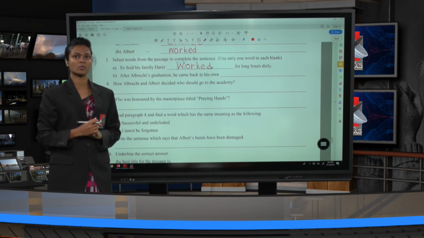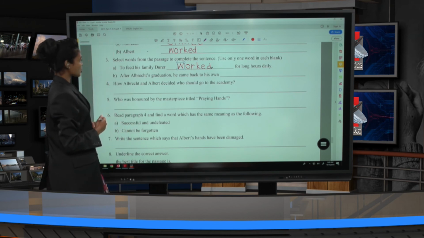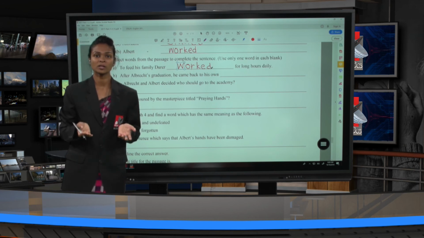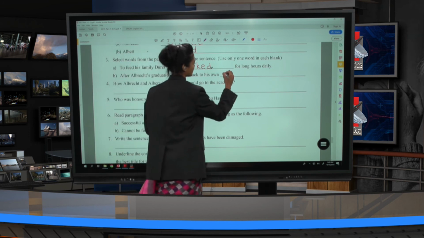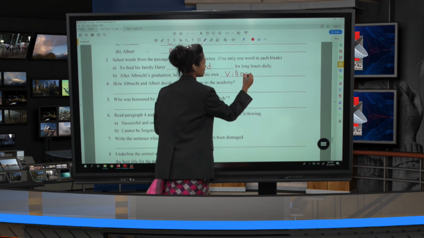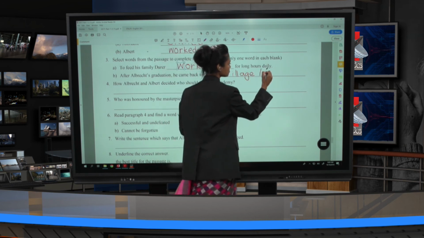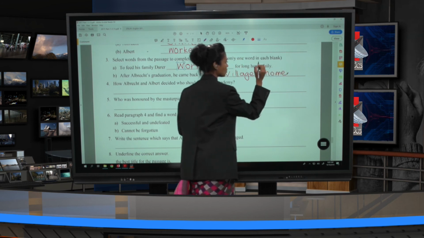For long hours daily. After Albrecht's graduation, he came back to his own village. He came back to his own village. You can use home. ගෙදරට ආවා. Home.